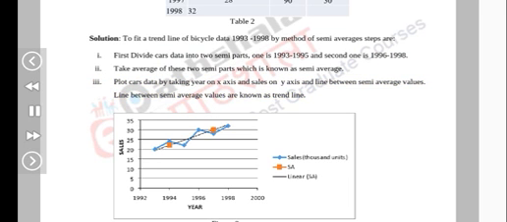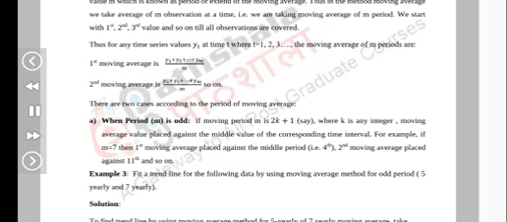Figure 2. In the above graph, orange points represent the semi-average values of the car data and the line between them is known as a trend line.